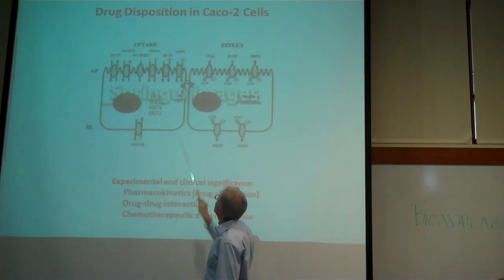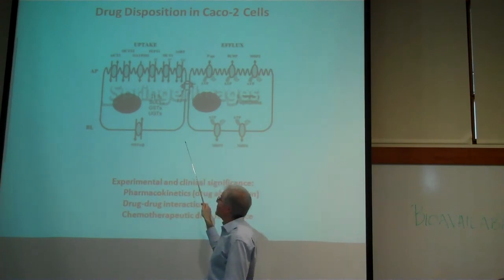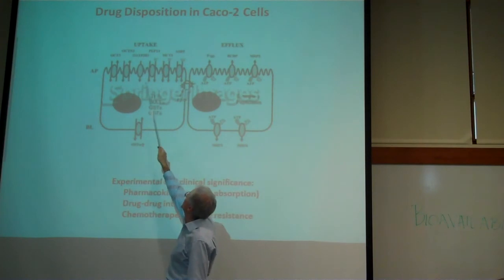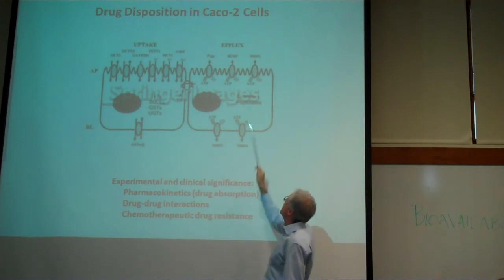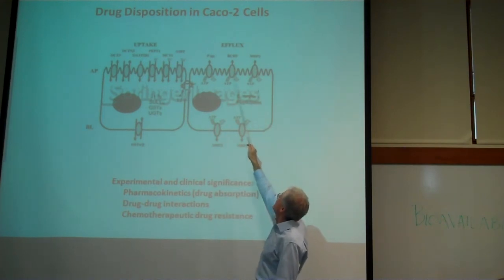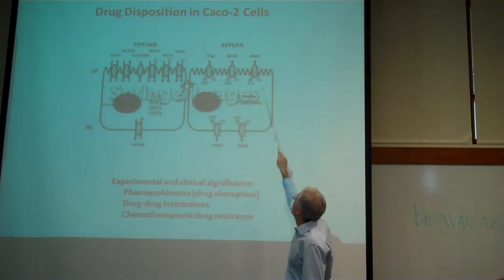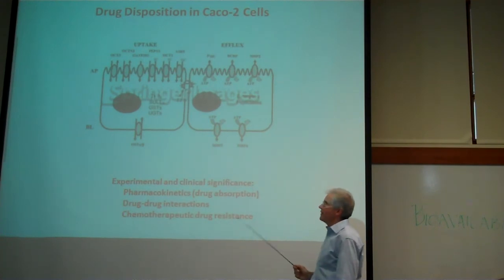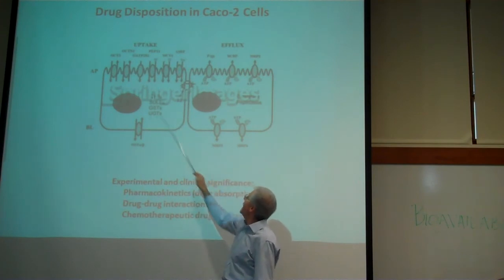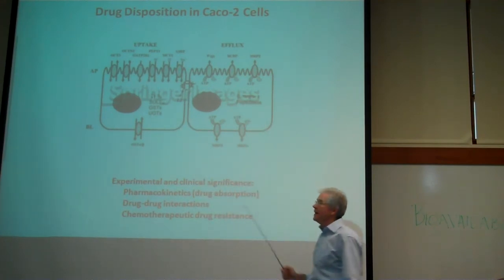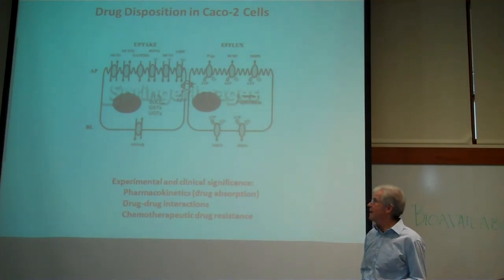You can measure passive diffusion through the cells, paracellular transport between the cells. There are multiple active uptake transporter proteins on the apical and basolateral surfaces. There are multiple active efflux transporter proteins on the apical and basolateral surface. And in addition, there are multiple drug metabolizing enzymes in the endoplasmic reticulum within these cells.